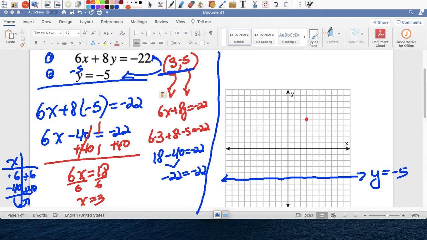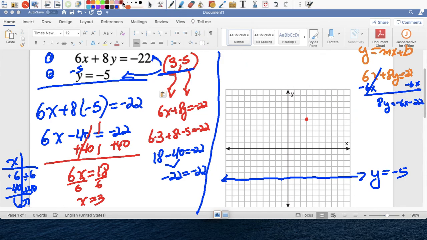So the other one's a bit of a pain because it's not in the format y equals mx plus b, right? So we have to switch it. So let's do that now. 6x plus 8y equals -22. Remember, I want to isolate my y, so I'm going to get rid of the 6x. I'm going to do minus 6x on both sides. That goes away, so I'm left with 8y equals minus 6x minus 22. Now I'm going to divide everything by 8. 8 divided by 8 is just y, so finally my y is isolated.